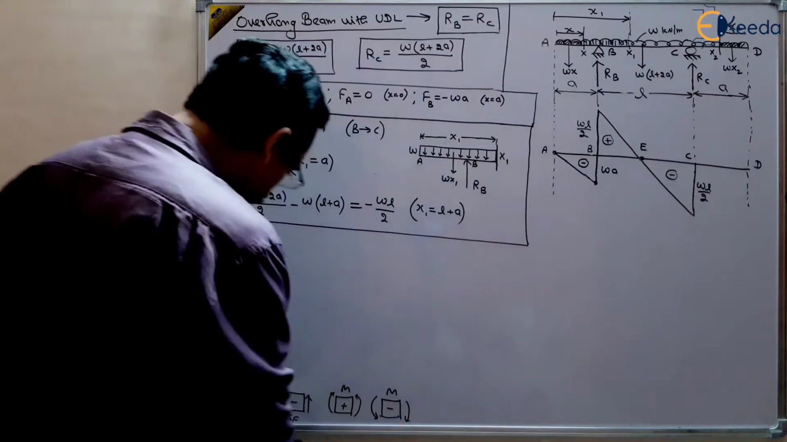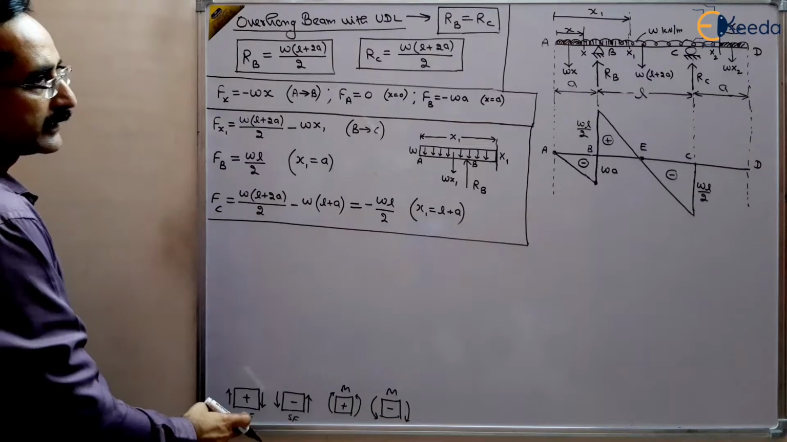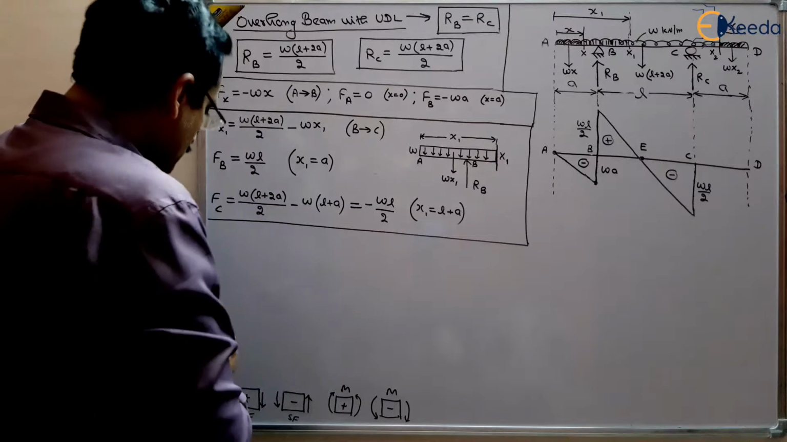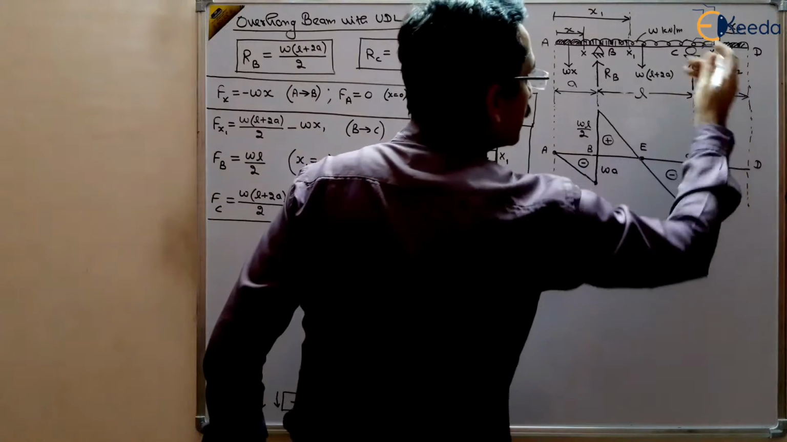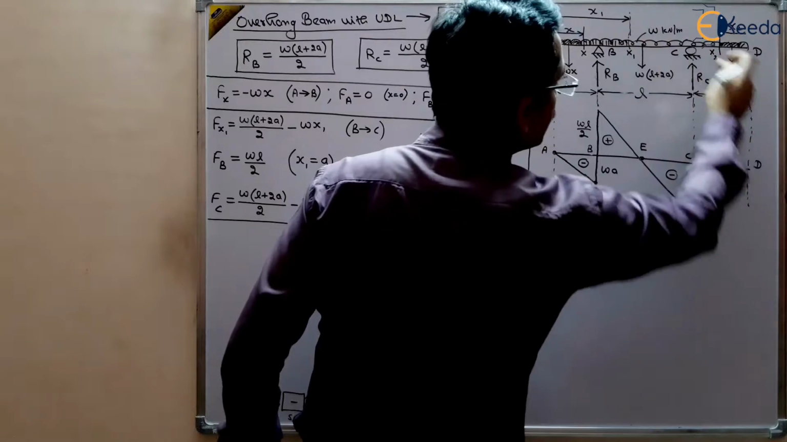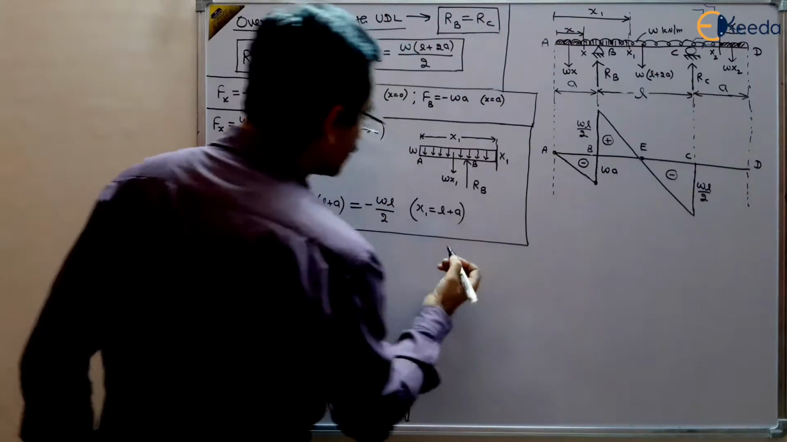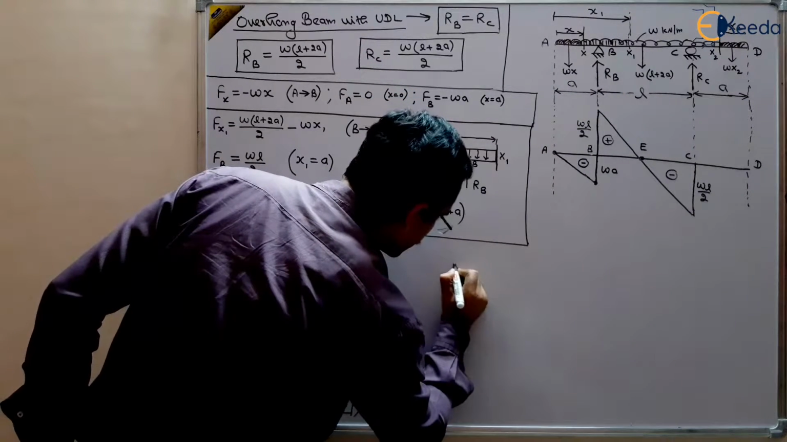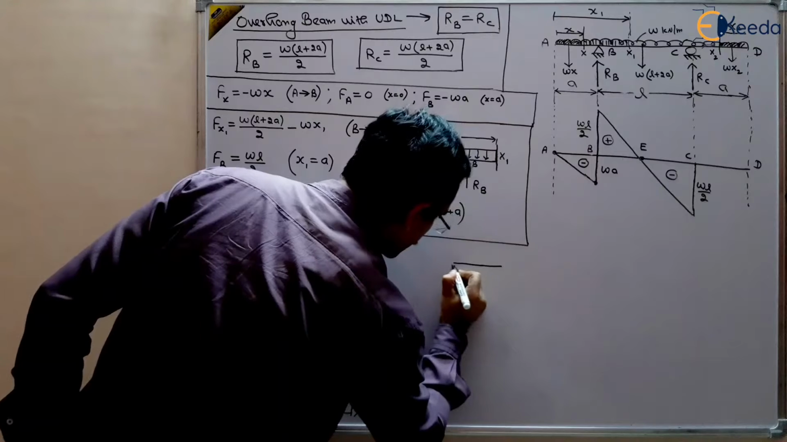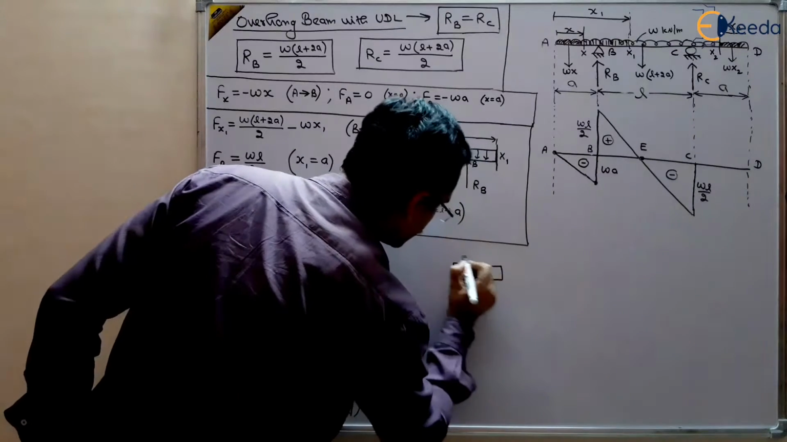So rightward downward is taken as positive. So this is a positive force for this case, right? Because we are seeing in the rightward direction of the x2, right of the x2. So here we can make this small figure. I am making it here for more clarity. This is a small x2 distance.